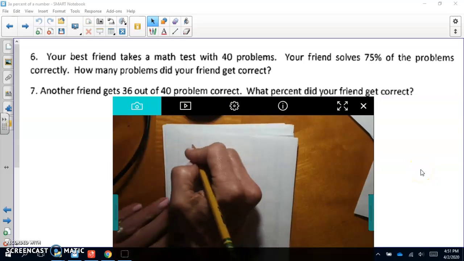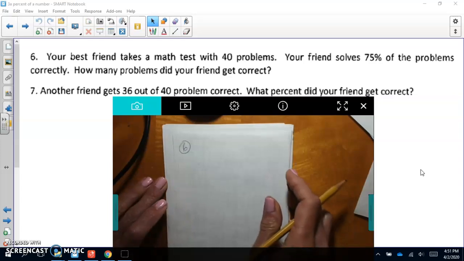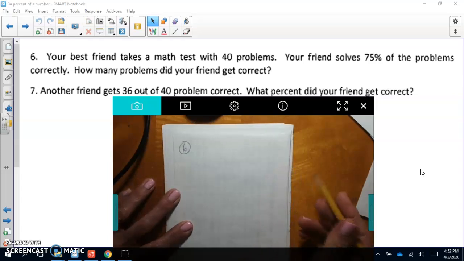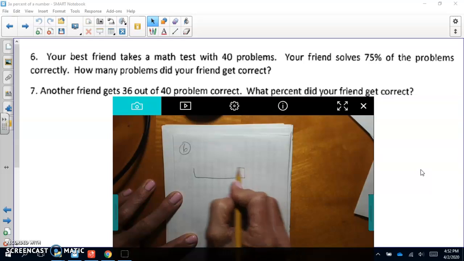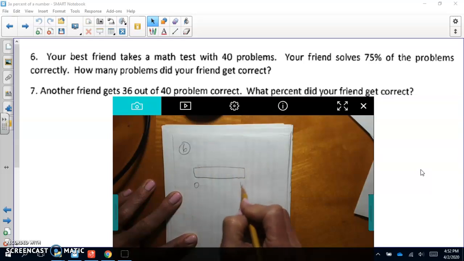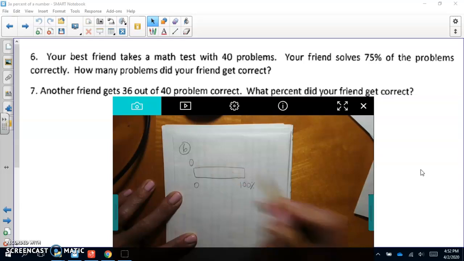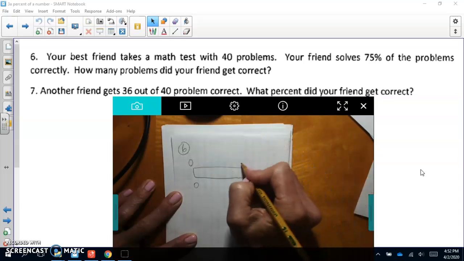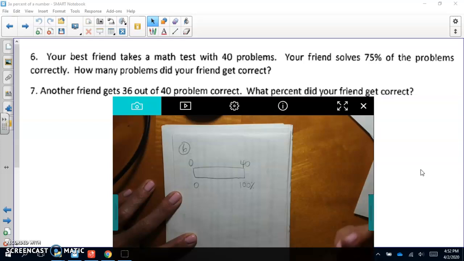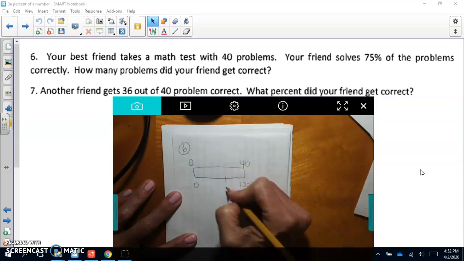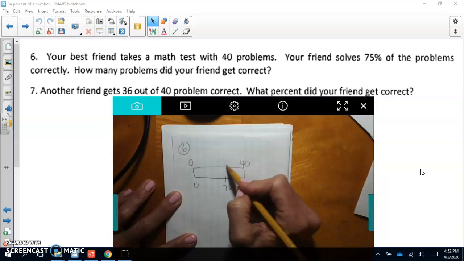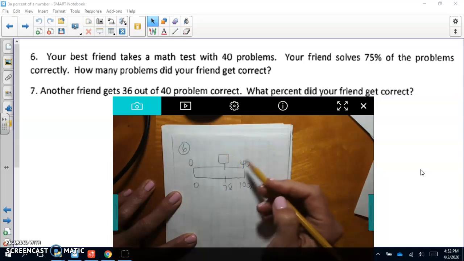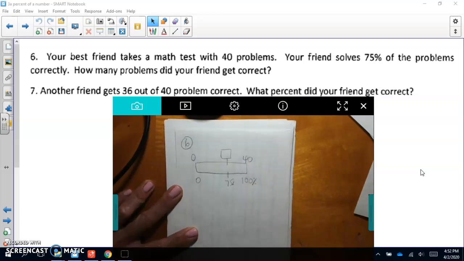All right, number 6. Your best friend takes the math test with 40 problems. Your friend solves 75% of the problems correctly. How many problems did your friend get correct? Let's draw that percent box again. 0 to 100%. And the math test is 40 problems. That's all of the problems. Your friend gets 75% of the problems correct. How many problems did your friend get correct? So we have no idea, but we want to find out what 75% would be.